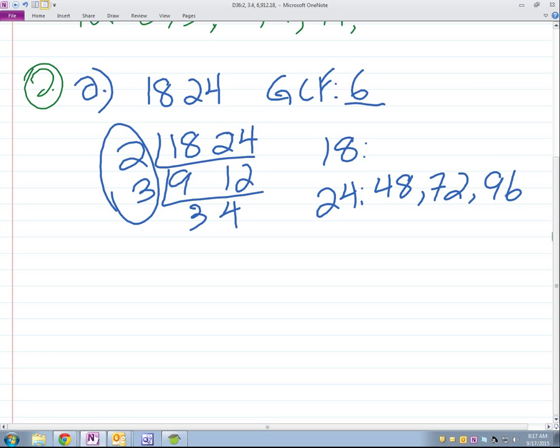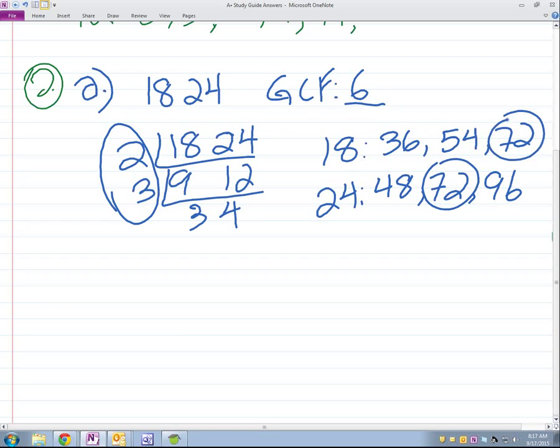Okay, then multiples of 18. I have 18, 36, 54, 72. Boom. So that is the smallest big number that I just came across. The smallest big number that they have in common. LCM, 72.